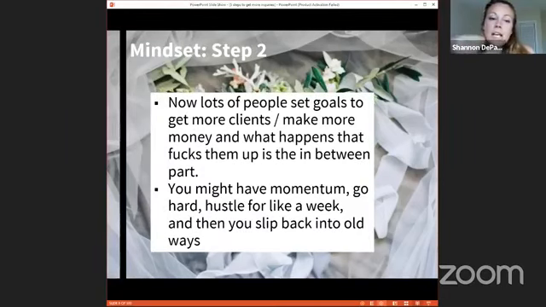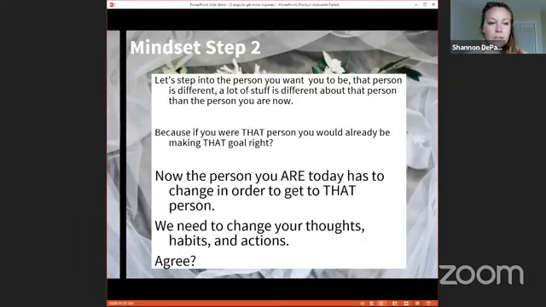Now, lots of people set goals to get more clients, make more money, and then what happens, right? Most of us, all of our goals that we set today were to make more money or get clients. And then there's a lot of stuff in between today and hitting that goal. This is typically what will happen to people. You have this momentum, you go hard, you hustle for like a week, and then you slip back into your old ways. Then you slip back into doing things the way that they were before, right? So this is where some of the deeper mindset work starts to come in. Let's step into the person that you want to be. That person is probably a lot different than the person you are right now.